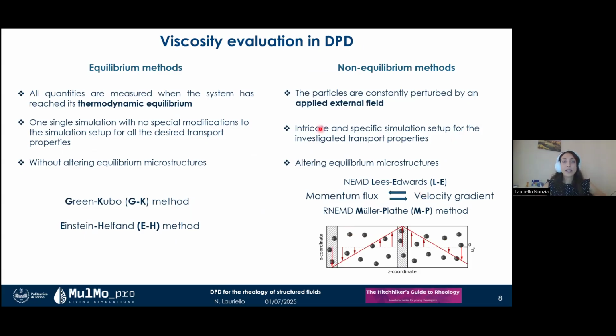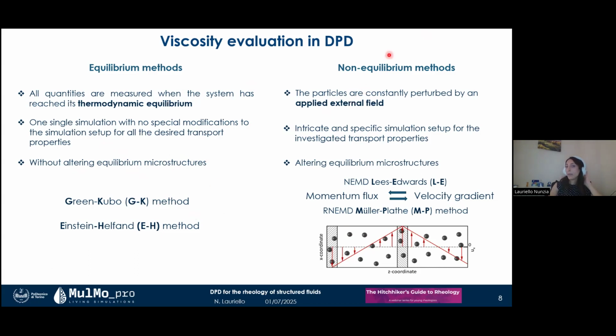As anticipated, viscosity can be computed in DPD by applying equilibrium methods and non-equilibrium methods. In the first case, all quantities are measured when the system has reached its thermodynamic equilibrium. One single simulation is required with no special modifications to the simulation setup to compute all the desired transport properties. The viscosity is computed without altering equilibrium microstructures. The most commonly used techniques in this case are the Green-Kubo method and the Einstein-Helfand method.